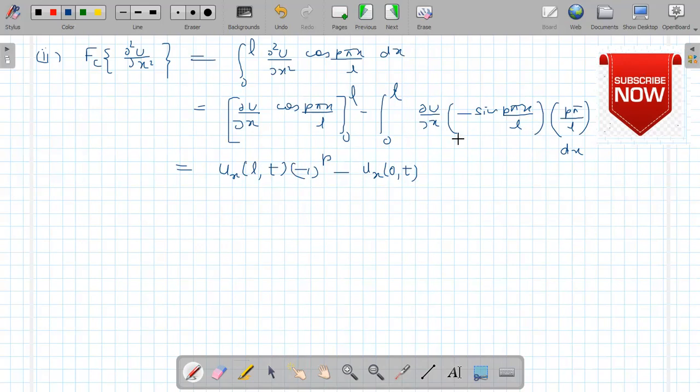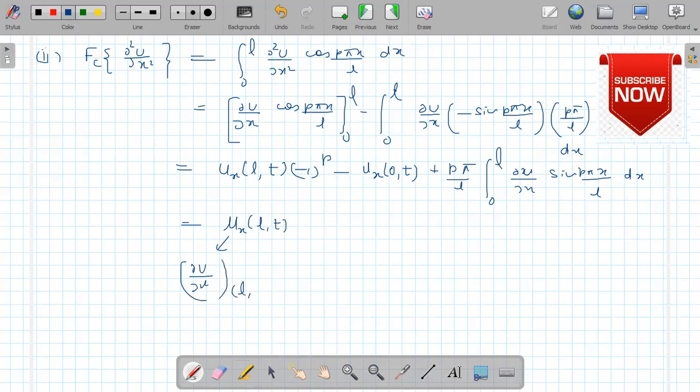And this is minus plus p pi over L, the integral from 0 to L of del u by del x sine p pi x over L dx. u_x(L, t) means the value of del u by del x at (L, t). This is not mu, this is u.